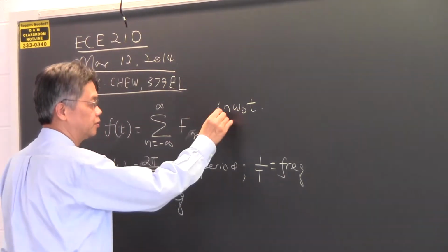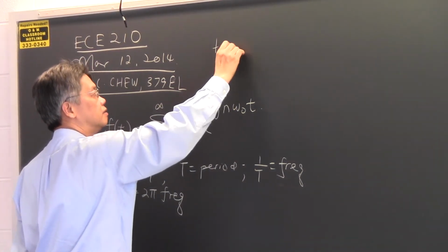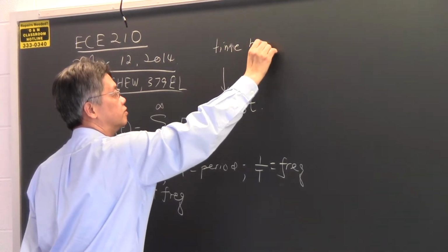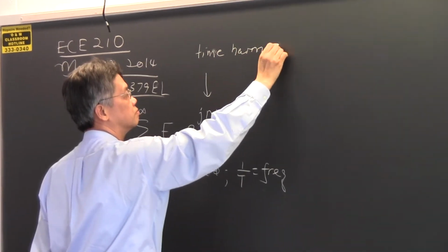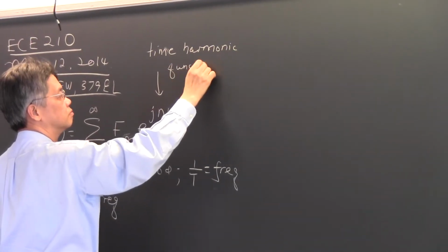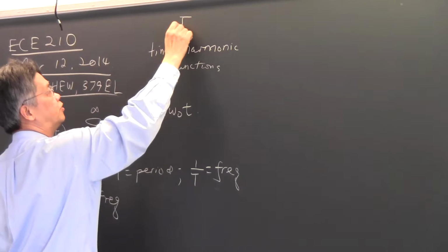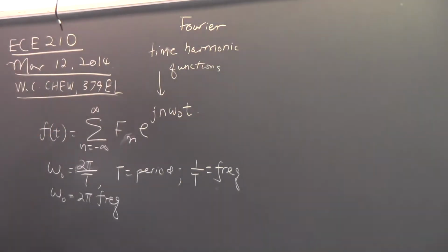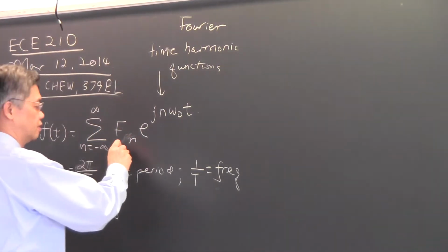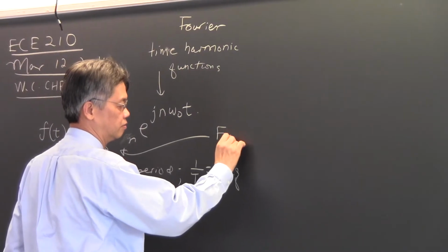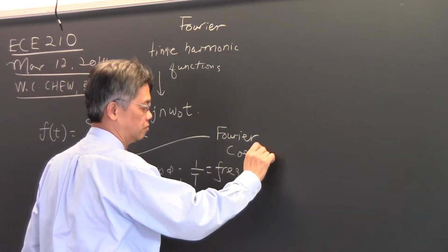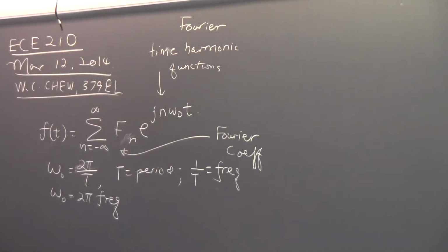And so these are called time harmonic functions, or sometimes we call them Fourier time harmonic functions. So they go by various names, and this is called the Fourier coefficient. So the task that you have been given in the last few days, and maybe for the next few lectures, is to find f sub n.